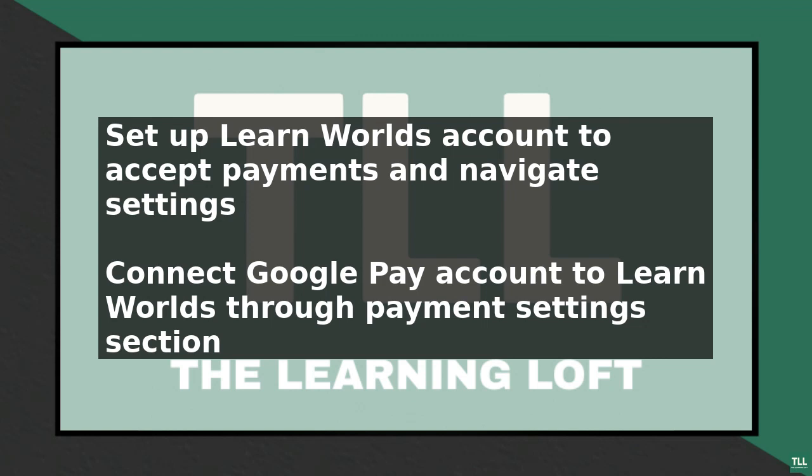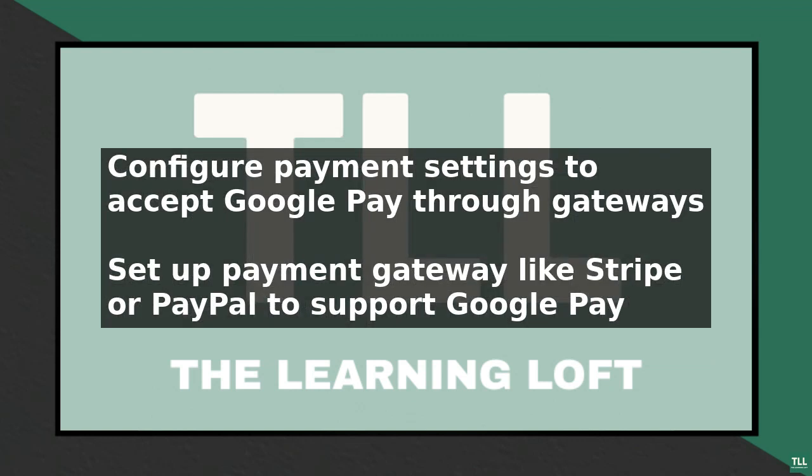To do this, create a new course or resource and set a price for it. When a user purchases the course or resource, they will be presented with a payment options screen that includes Google Pay. As the seller, you will receive the payment in your connected payment gateway account. Make sure to test the payment process to ensure that it is working correctly. You can do this by making a test purchase using Google Pay.